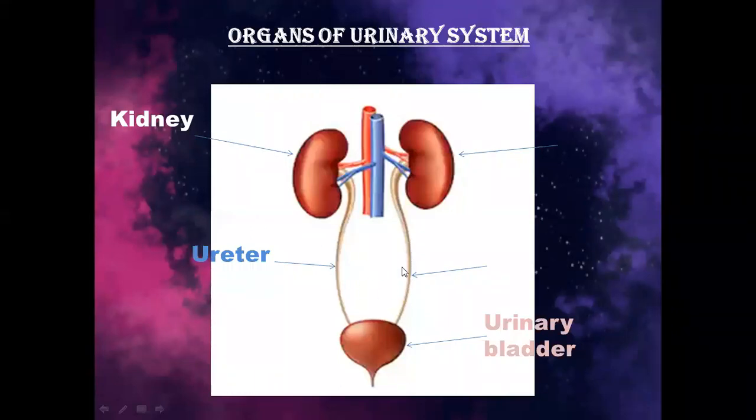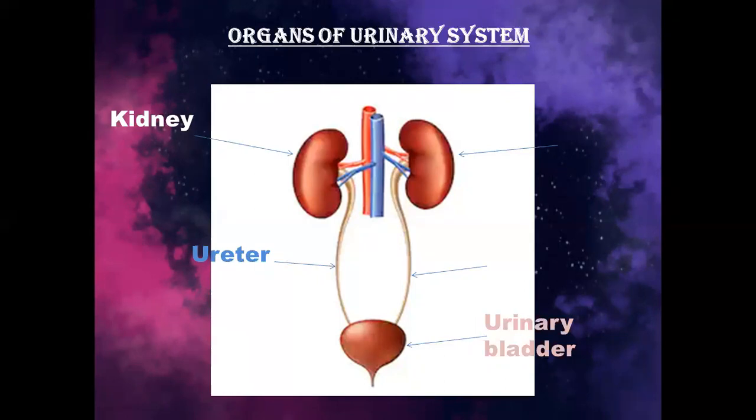These two ureters are long and thin tubes. And these two tubes, or these two ureters, are connected to this bag or this balloon, which is called the urinary bladder. The urinary bladder looks like a balloon or a bag because it stores the liquid, the urine, inside it.